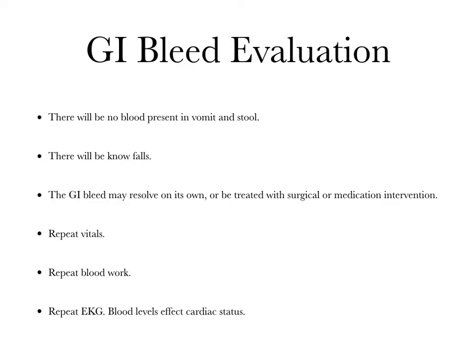It is noted that often GI bleeds do resolve on their own, and if not, there are the surgical and medication interventions. You can always repeat the vital signs, and you're looking for normal vital signs. If the vital signs are within normal limits, not tachycardic or hypotensive, you can evaluate a successful intervention using that. Blood work will need to be repeated for as long as the GI bleed is ongoing. It's important to monitor the blood levels, specifically hemoglobin, and repeating an EKG throughout the therapy will be important, especially if the blood levels were low.